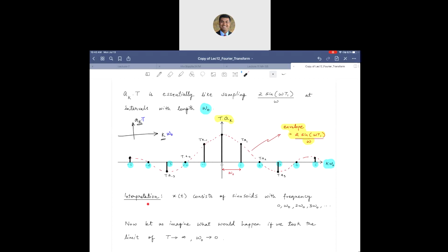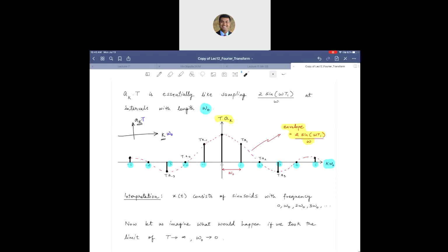So what can you say? You can say that x(t) consists of sinusoids with frequency 0. Frequency 0, what does that mean? That means the DC value, and ω0, 2 ω0, 3 ω0 and so on. In this case, because we don't have any values for the even harmonics, the contribution from 2 ω0, 4 ω0, 6 ω0 is essentially 0.